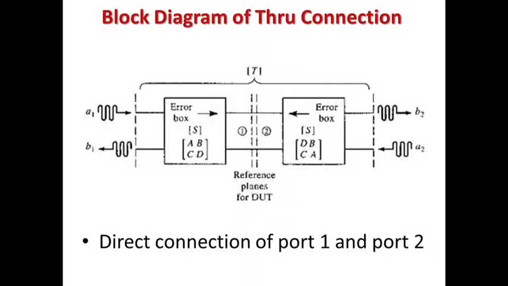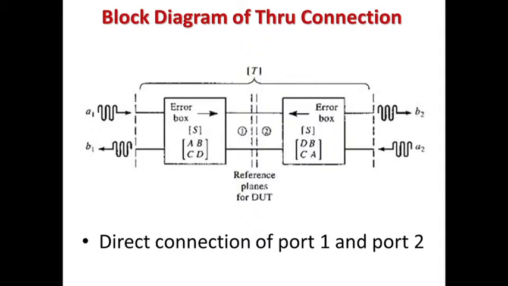The line need not be lossless also. The whole gamma, that means the propagation constant into L, comes out as a byproduct of the calibration. So, TRL calibration is so good that these loads or other things are not required to be perfect, but it finds out those values in the whole process. So, this is called TRL calibration.